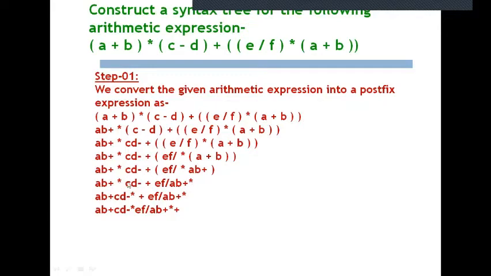So next we are going to consider this one, ab plus star cd minus. Take the star operator outside so that this becomes ab plus cd minus then star. Then in between that we have the operator plus, take it outside. So this becomes ab plus cd minus star ef slash ab plus star and plus. Okay. So this is how we can convert the arithmetic expression into a postfix expression.